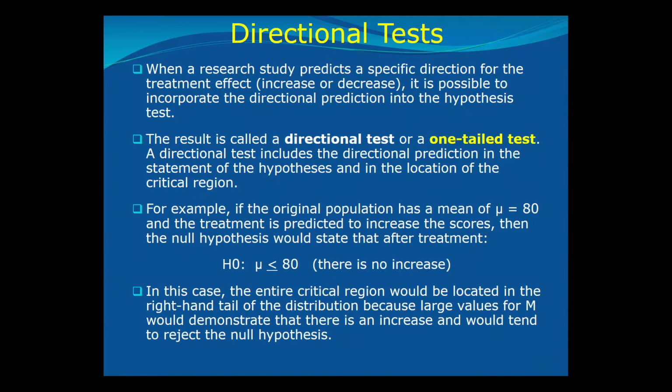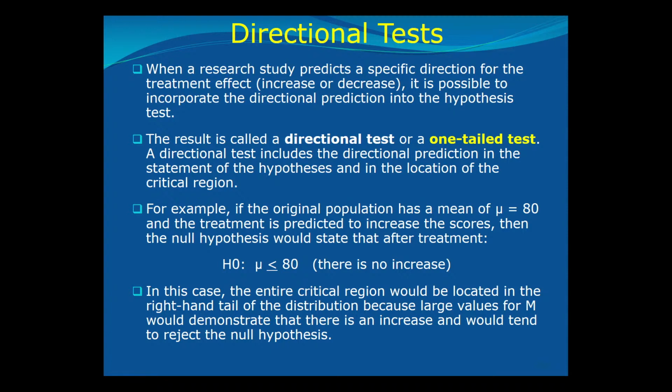There are two types of tests which can be used in hypothesis testing according to the direction. When a research study predicts a specific direction for the treatment effect, if we are interested in increase or decrease, it is possible to incorporate the directional prediction into the hypothesis test. The result is called a directional test, or a one-tailed test, one-sided test. A directional test includes the directional prediction in the statement of the hypothesis and in the location of the critical region.